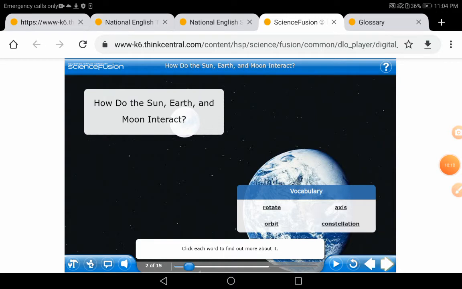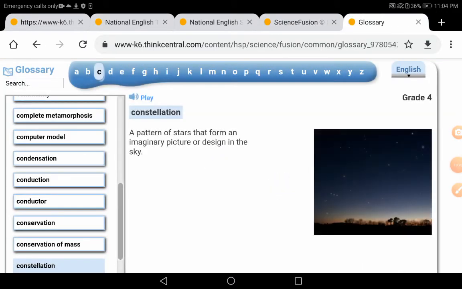Let's see. Constellation. Constellation: a pattern of stars that form an imaginary picture or design in the sky. So it's a pattern of stars. So they are stars, in fact, and they form an imaginary picture or design in the sky.